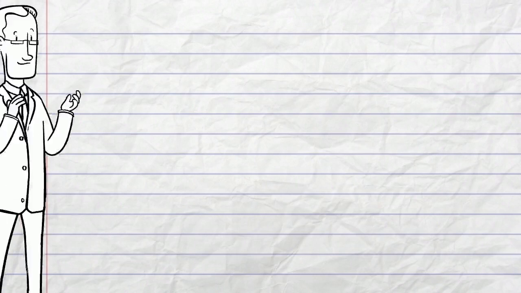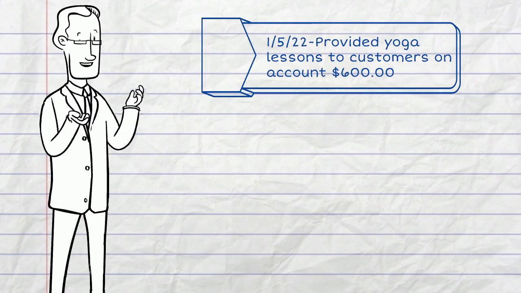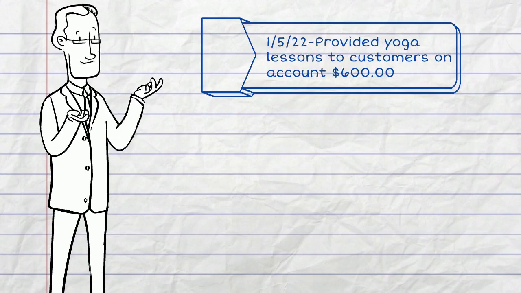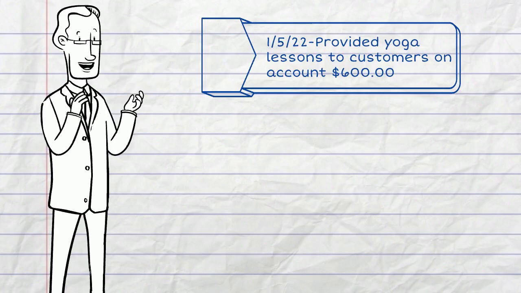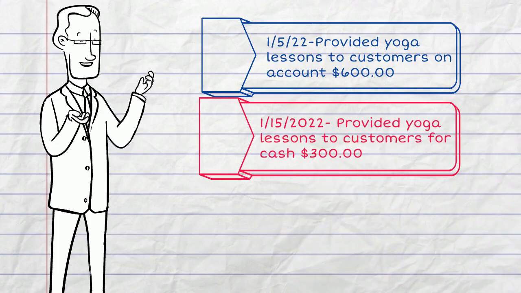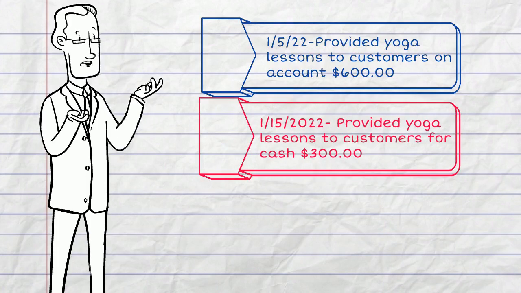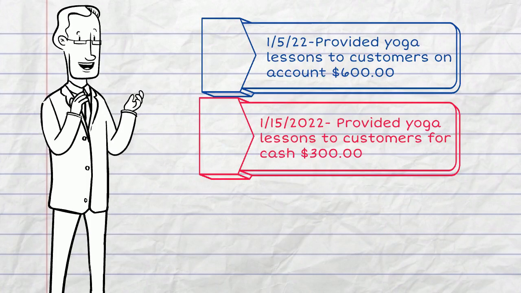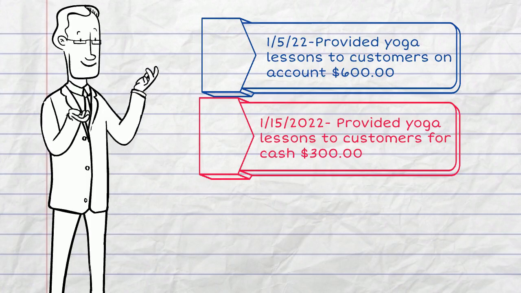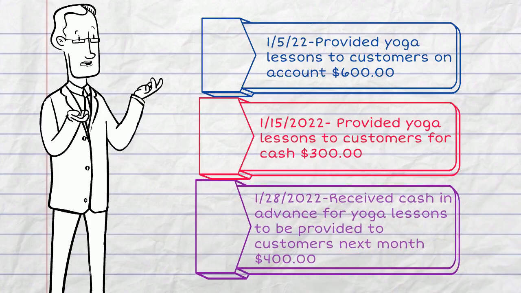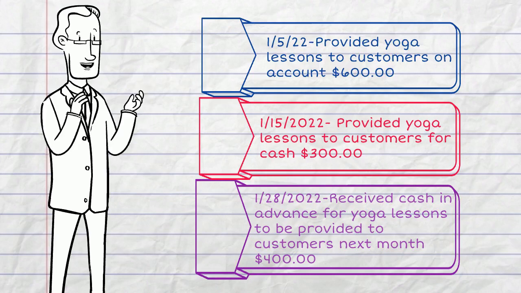Professor Beancounter says, Stanley, let's look at some transactions, and maybe this will help you understand. The first transaction is on January 5th. The company provides yoga lessons to customers on account for $600. The second transaction is on January 15th. The company provides yoga lessons to customers for cash, $300. And the third transaction on January 28th, the company receives cash in advance from customers for yoga lessons to be provided next month, $400.